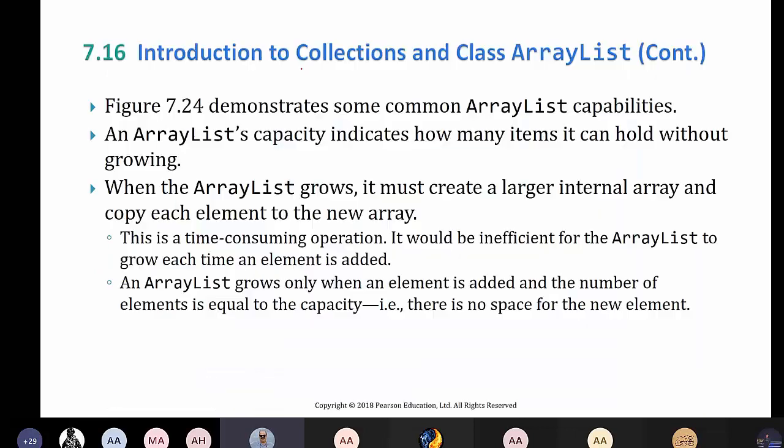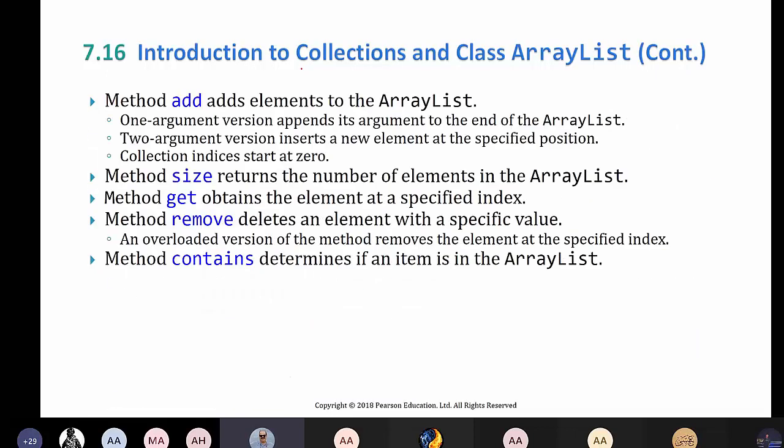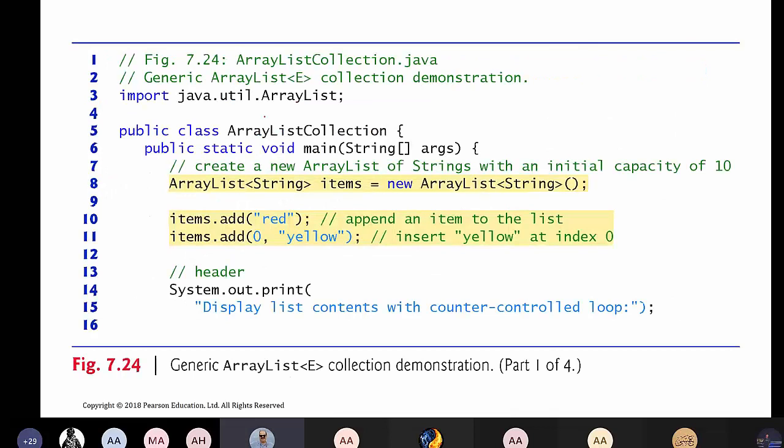Let me show you the first example here. Look at this, guys. Array list cannot be used for primitive data types. Array list can be used for objects. However, there is a workaround when you need to use primitive data types with array lists.